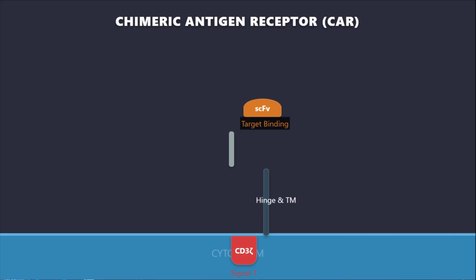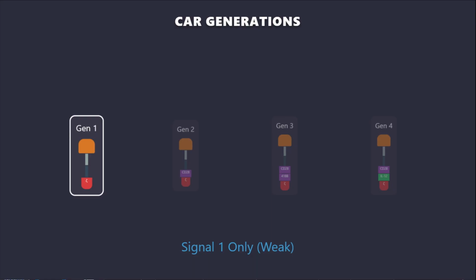The core activation signal, known as signal 1, is provided by the cytoplasmic tail of the CD3 zeta chain. Upon antigen binding, the clustering of CARs initiates T-cell activation through this CD3 zeta domain. This modular design allows the engineered T-cell to function as a targeted killer completely independent of the Major Histocompatibility Complex presentation system.